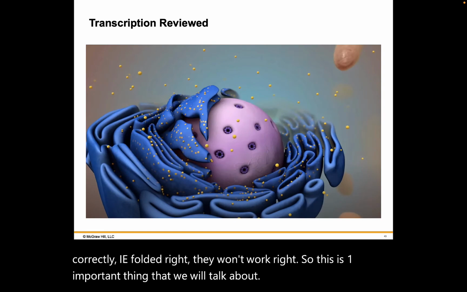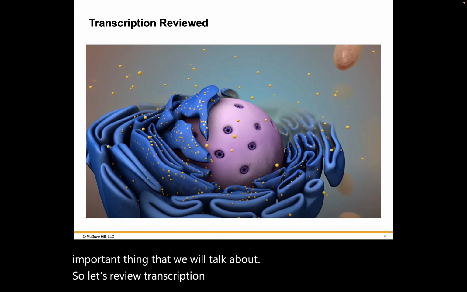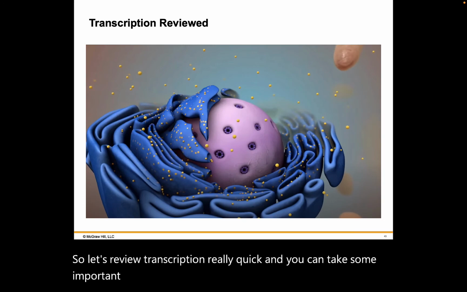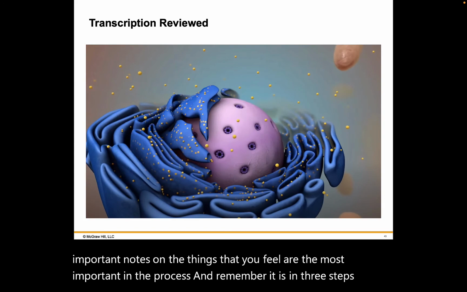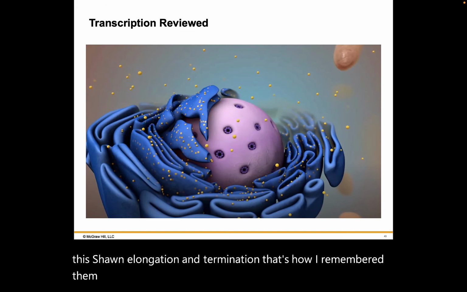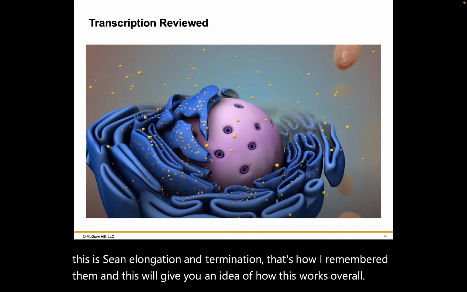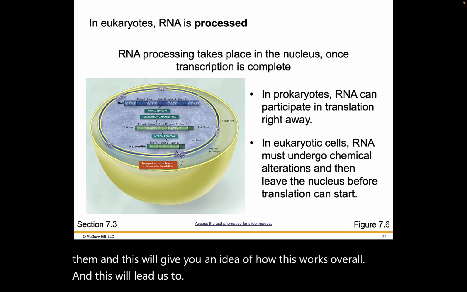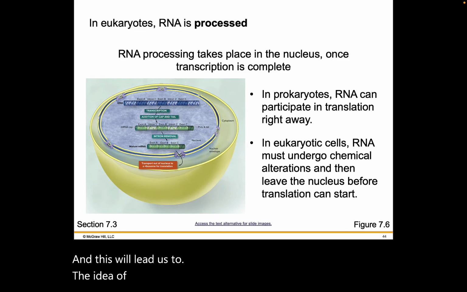So let's review transcription really quick, and you can take some important notes on the things that you feel are the most important in the process. And remember, it is in 3 steps: initiation, elongation, and termination. That's how I remembered them. And this will give you an idea of how this works overall. And this will lead us to the idea of RNA processing.